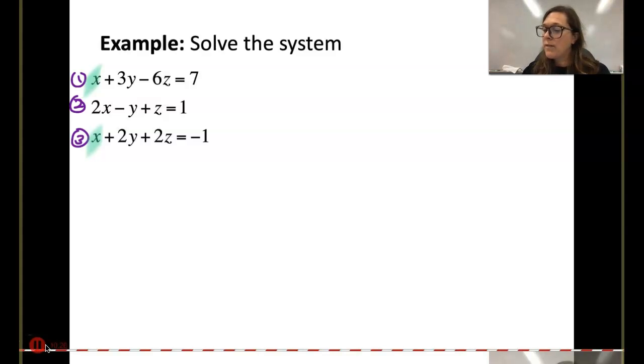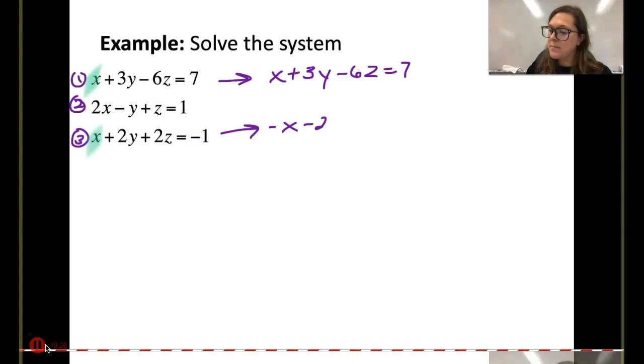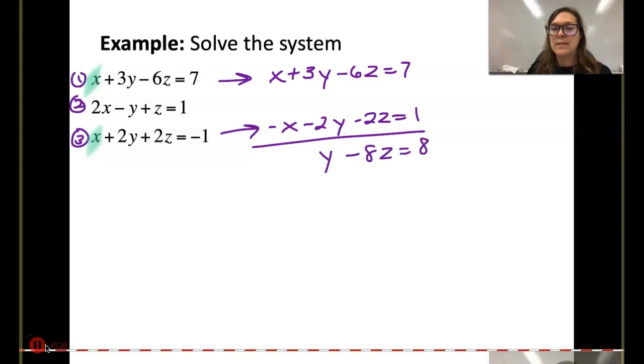So I'm going to make one of those a negative. So I'm going to keep line 1 as it is. x plus 3y minus 6z equals 7. Now I'm going to take the negative of everything in line 3. So negative x minus 2y minus 2z equals positive 1. Because now when I add straight up and down, my x's will cancel. So now I have 1y minus 8z is equal to 8.